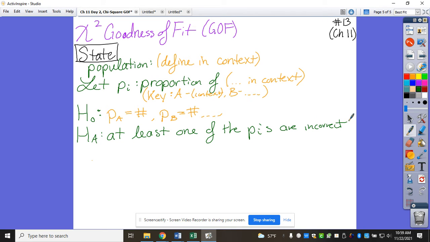And it's literally going to be written like that every single time, and that's why I didn't switch my colors. So here is saying that all of them are correct. The opposite of all of them are correct is at least one of them is wrong. But for this test, we don't get into which one and how many and that kind of thing. And then what else do I need if I'm running a test? Alpha.